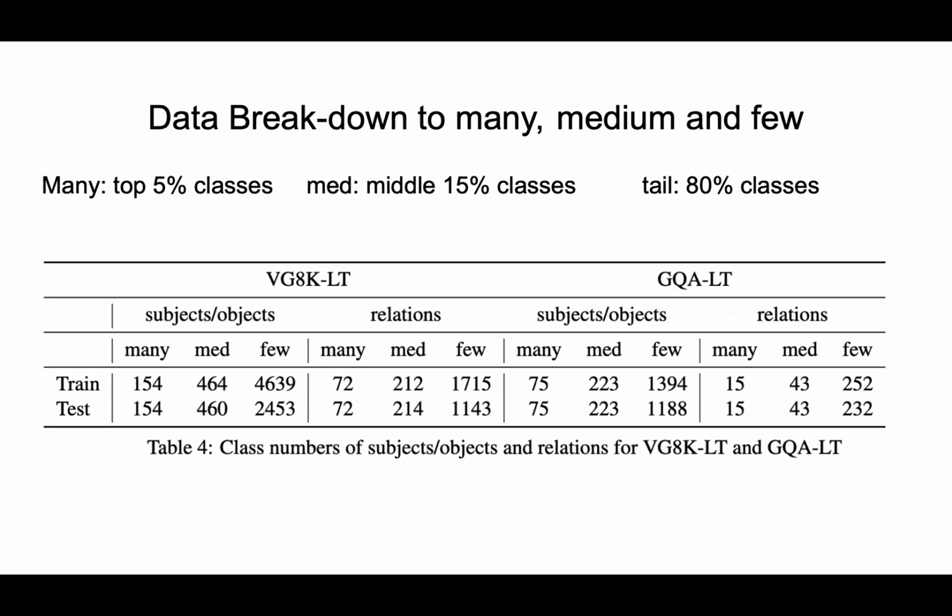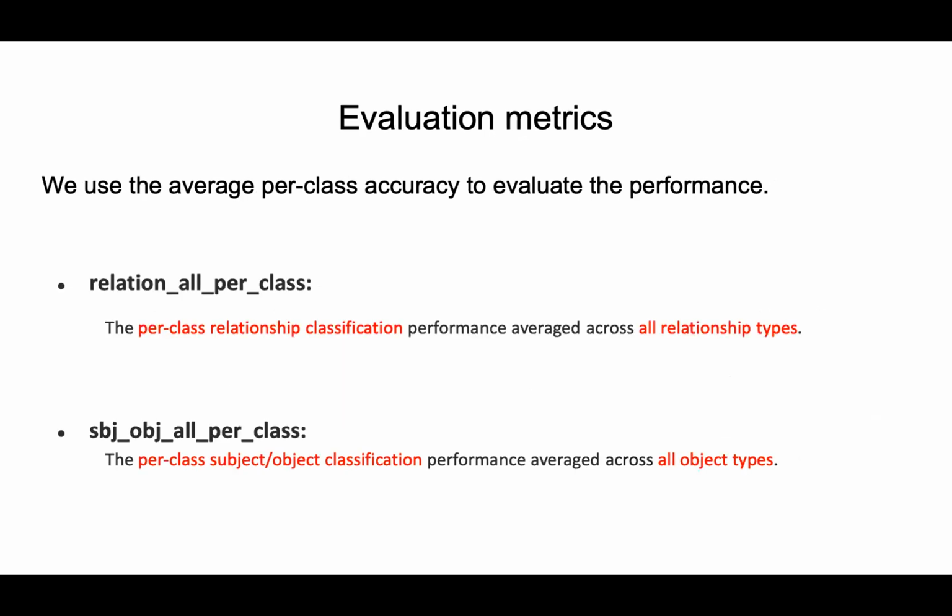In order to better study and analyze the long-tail performance, we break the data down into many, medium, and few. For many, we selected the top 5 most frequent classes. For medium, we selected the middle 15 frequent classes, and for few, it's just the other 80% infrequent classes. Then we ask the AI model to predict the performance for each category. Regarding the evaluation metrics, we use the average per-class accuracy to evaluate model performance. We have two metrics. The first one is the relation average per-class accuracy, the per-class relationship classification performance averaged across all relationship types. The second is the subject-object average per-class accuracy, the per-class subject and object classification performance averaged across all object types.